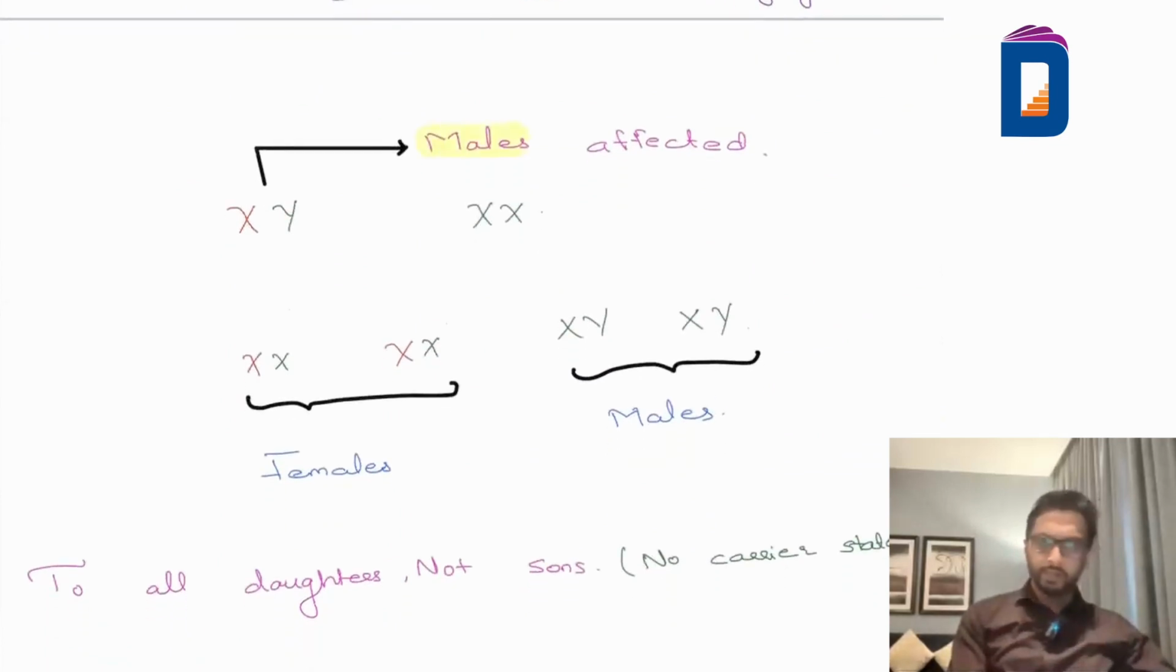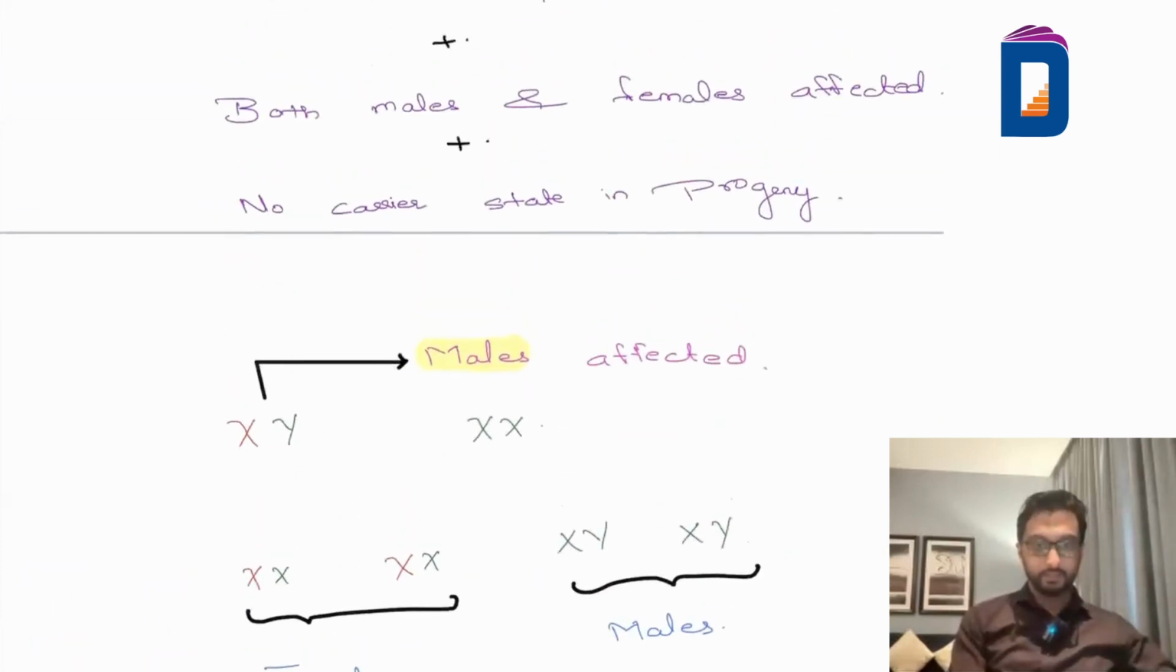So this is male affected. How is it going to be? What if the lecture gets prolonged? It's okay, but still you'll understand it. So how is it going to be if males are affected in X-linked dominant? To whom is it going to get transmitted?